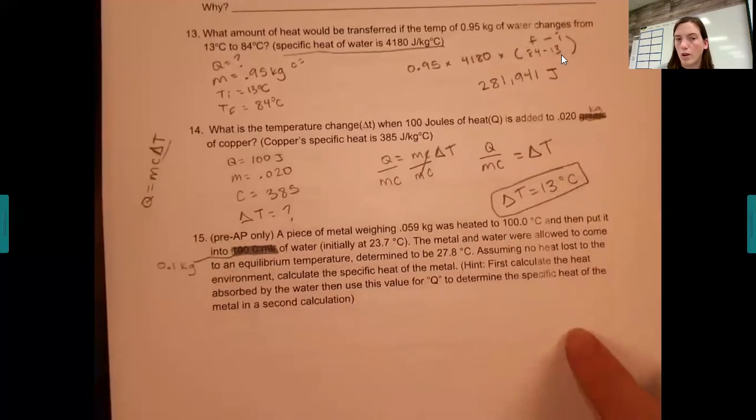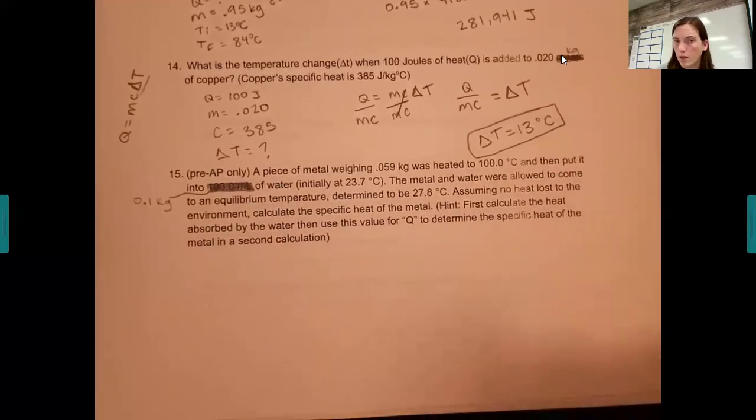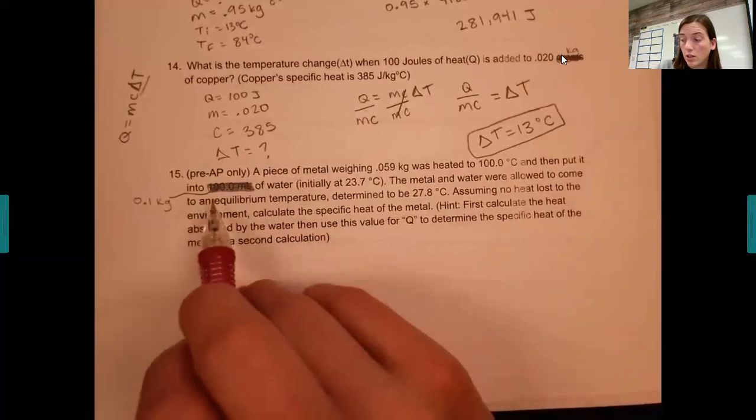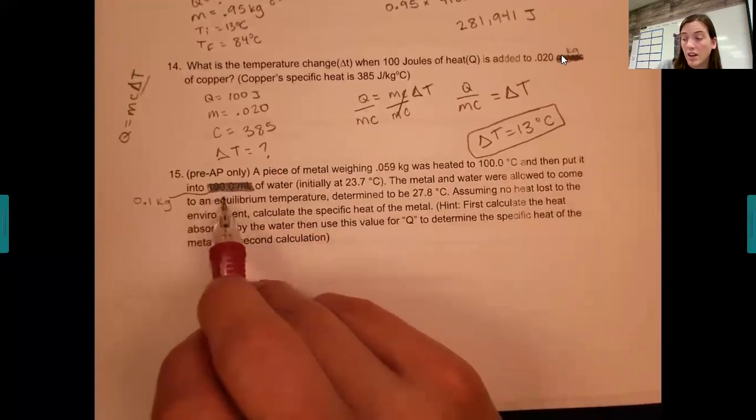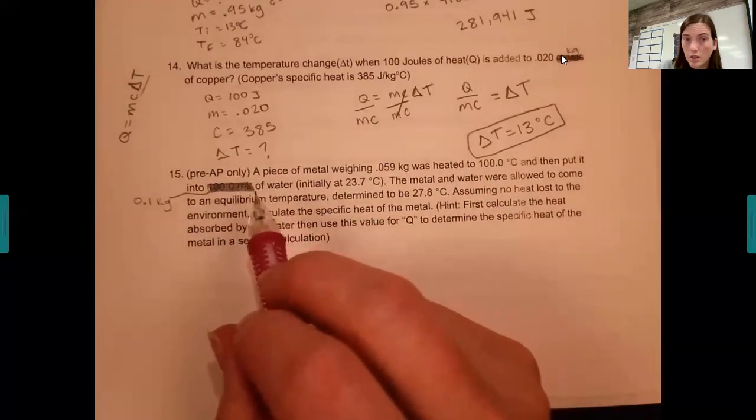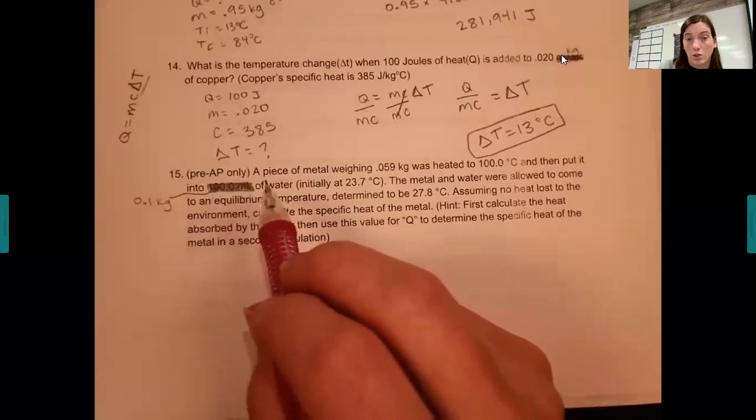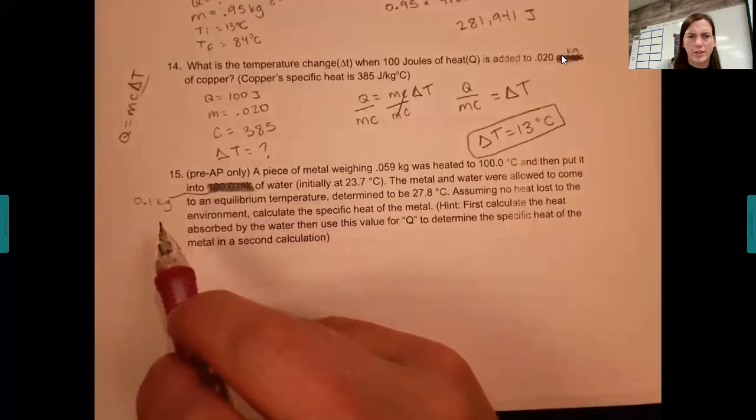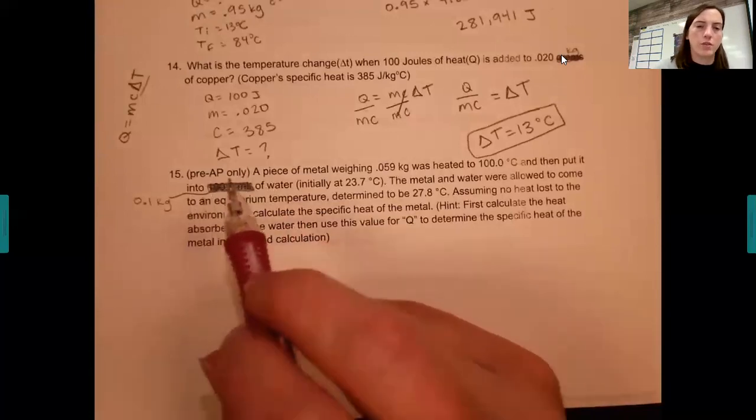If you're pre-AP, let's do one more problem. It says a piece of metal weighing 0.059 kilograms was heated to 100 degrees Celsius and then put into 0.1 kilograms of water. Just so you know why I changed this on your paper versus mine, it said 100 milliliters. 1 milliliter is equal to 1 gram of water, so 100 milliliters gave us 100 grams, but we needed it in kilograms, so I just went ahead and changed it for y'all.